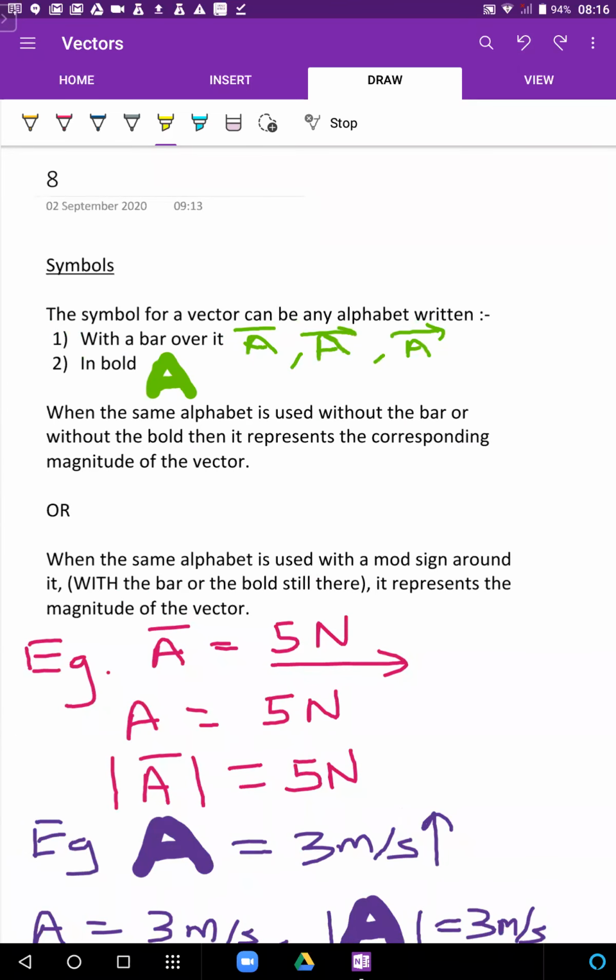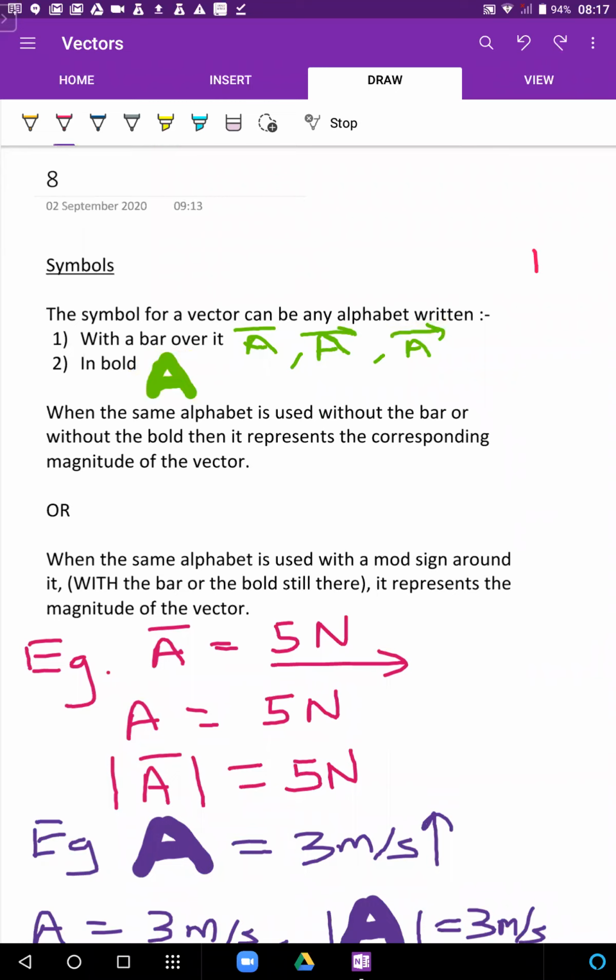And sometimes when the printing publication does not have access to placing those symbols, they simply use bold. So one of these two symbols represents a vector, and one of you is asking, does the arrow over here represent anything? No, this doesn't cover direction.